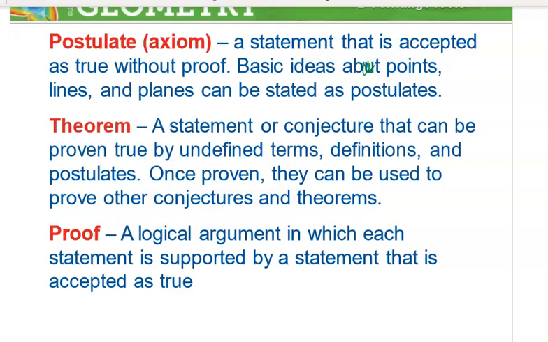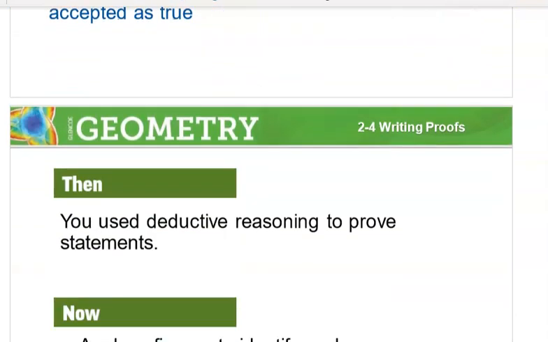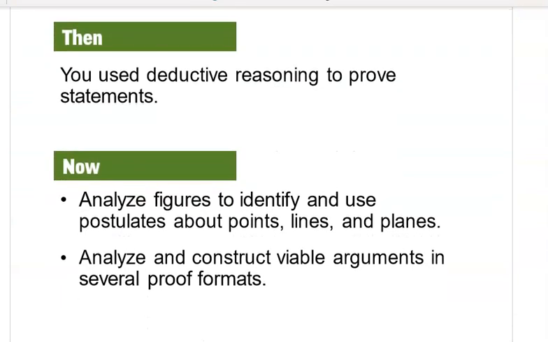A theorem is something that's proven. You have to prove it with other conjectures and theorems. A proof is a logical argument that people accept as true after you prove it. So tell me why this happened. Prove it to me that it works this way. So we're going to use deductive reasoning.